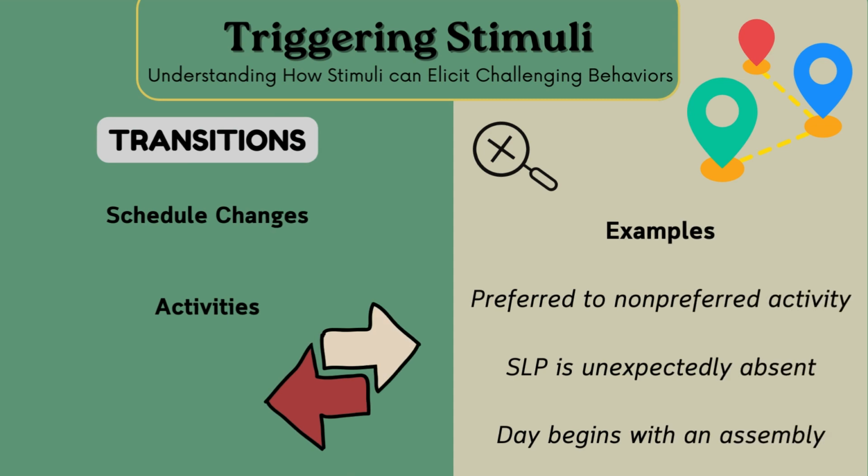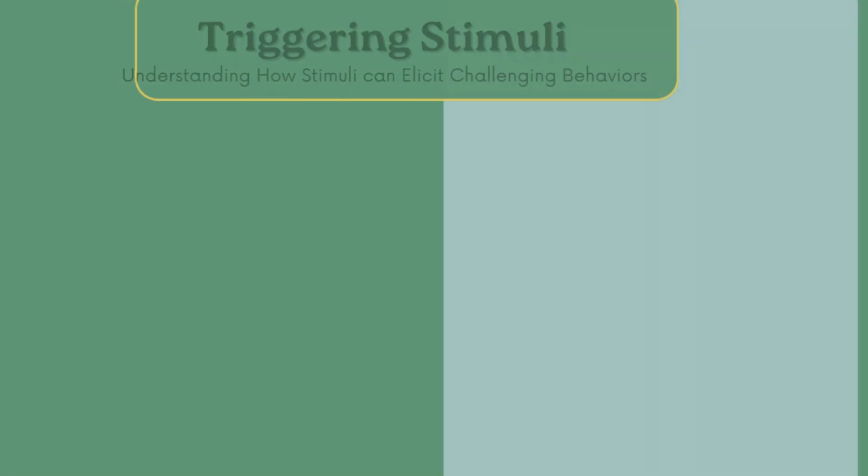Transitions could also trigger challenging behaviors. Transitions might include things like schedule changes and activities. So, moving from a preferred to a non preferred activity. They don't want to go from playing Play Doh to doing math. SLP is unexpectedly absent. So when somebody that they expect to be there is not there, that's a transition. If your day begins with an assembly, that throws the whole day off. That could be triggering.